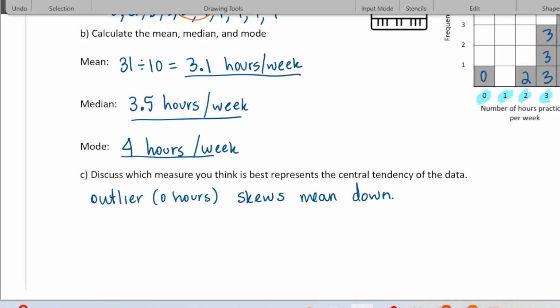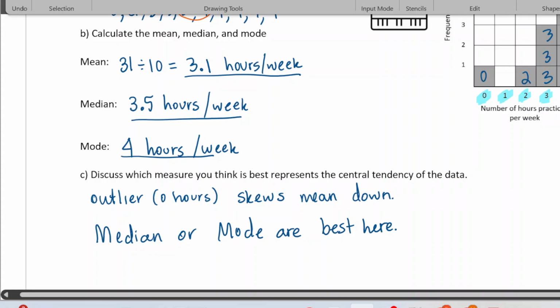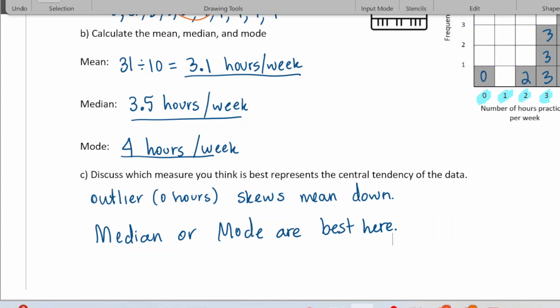So I would say the median or the mode are best. 3.5 seems like pretty good, or even saying that she practices 4 hours per week most of the time is also pretty good as well. So when there are outliers, you want to avoid using the mean, or you want to use a truncated mean instead. The median and mode can be better in that case.